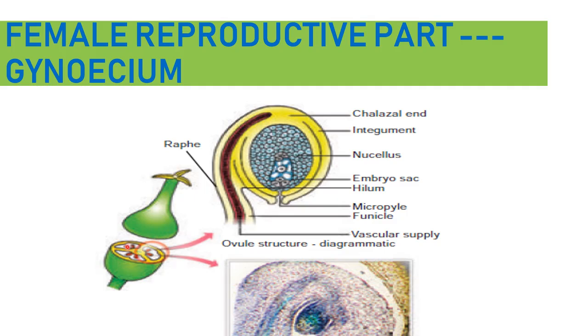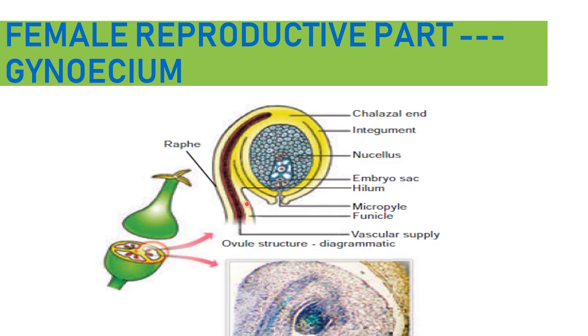And the ovary has many ovules inside it, as I am showing here. So now we shall see how the structure of the ovule is. In a diagrammatic structure of the ovule, we are going to see here now. Our ovule has a funicle.